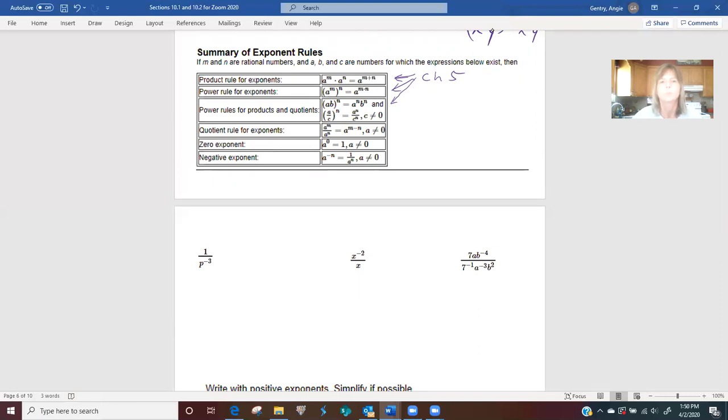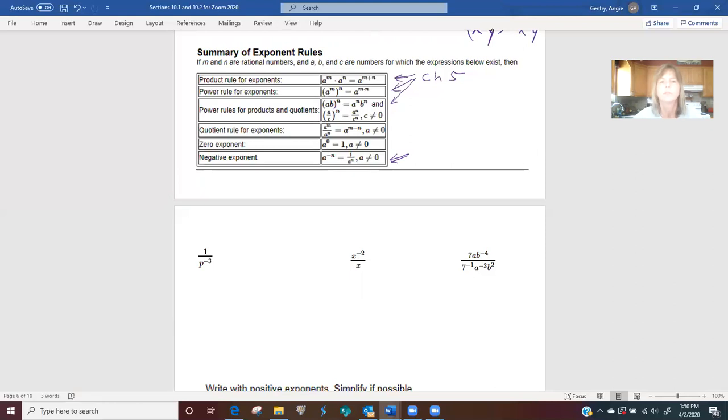This one here. If you're dividing, you subtract the exponents. If you're multiplying, you add the exponents. A to the 0 is 1. Anything to the 0 power is 1. And this one here, you don't know this yet because we decided to wait. It is in chapter 5, but we decided to wait until chapter 10 to do it.